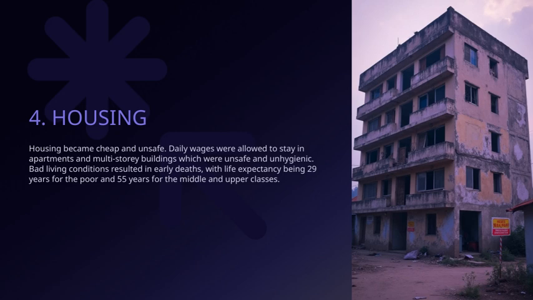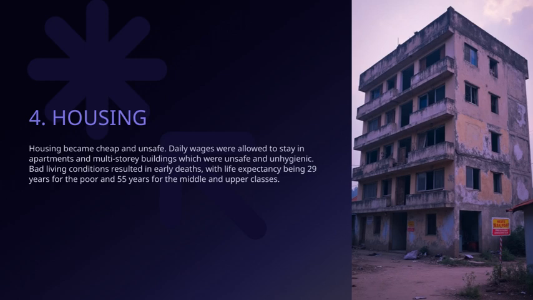So, during this period, housing conditions took a significant turn for the worse. Housing became not only cheap, but also increasingly unsafe. Many people, especially the poor, were allowed to live in apartments and multi-story buildings, but these structures were often poorly constructed and lacked proper safety measures. As a result, the living conditions were both unsafe and unhygienic.